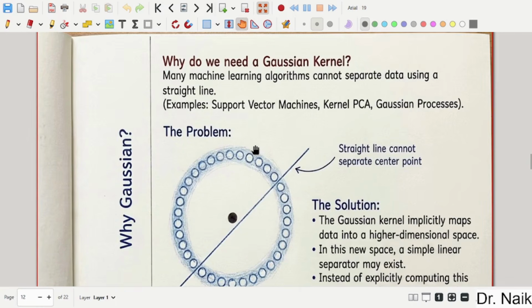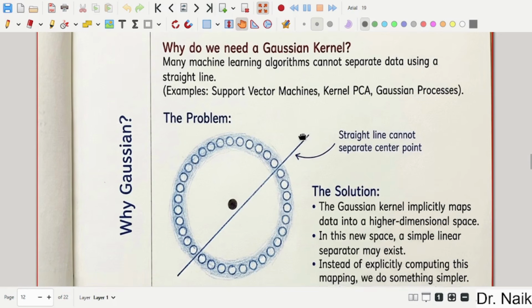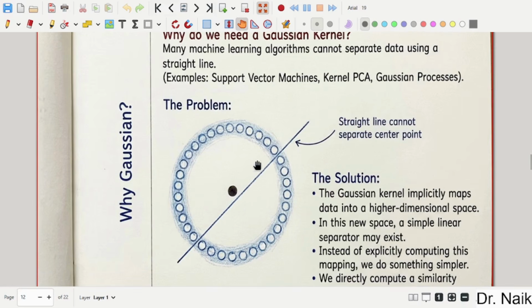But why do we need a Gaussian kernel? Many machine learning algorithms cannot separate data using a straight line. Examples: support vector machines, kernel PCA, Gaussian processes. A straight line cannot separate this center point.